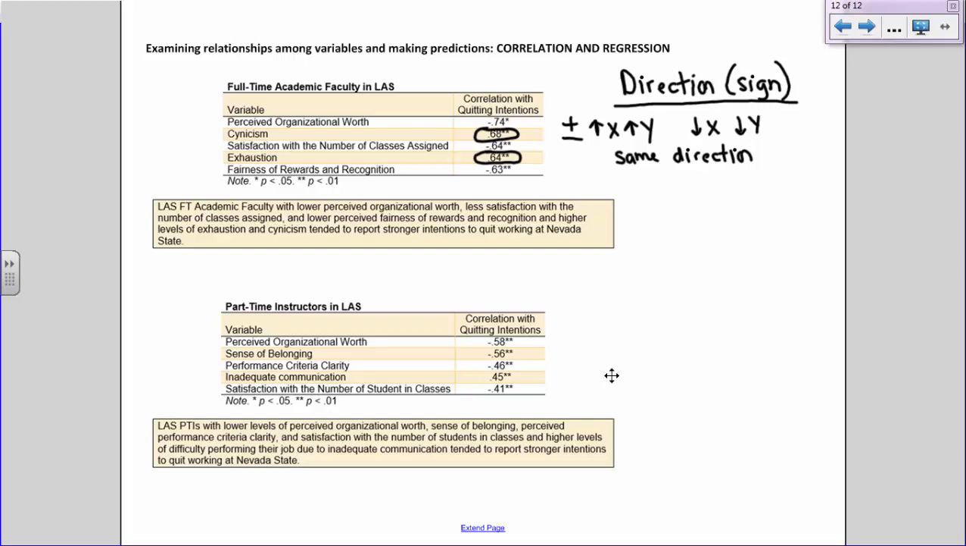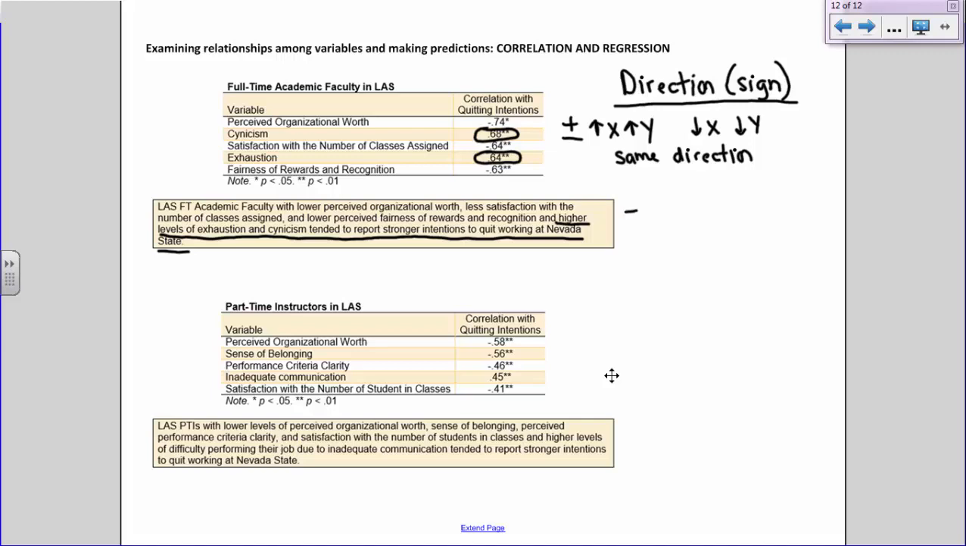So employees who, oh yeah, here it is. That's convenient. Higher levels of exhaustion and cynicism tend to report stronger intentions to quit, right? Same direction. More cynicism, more likely to quit.